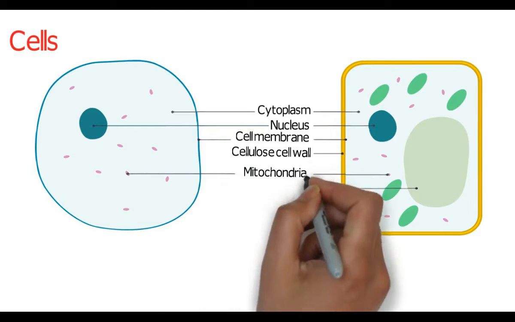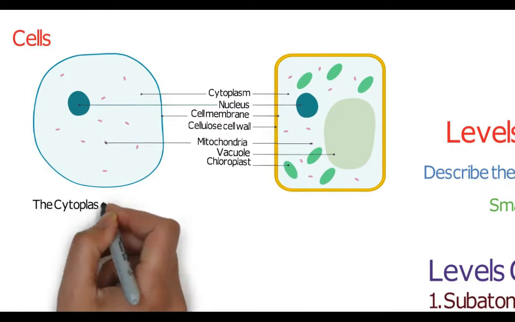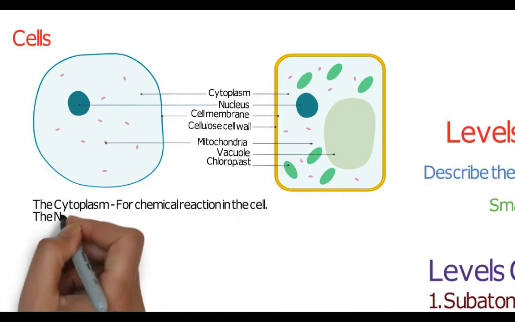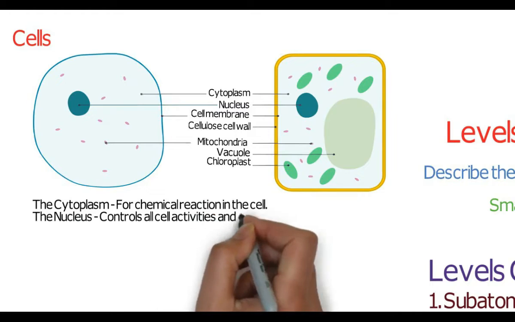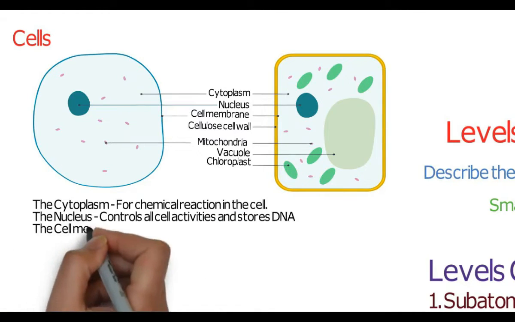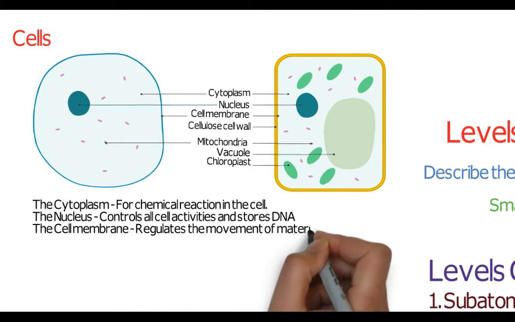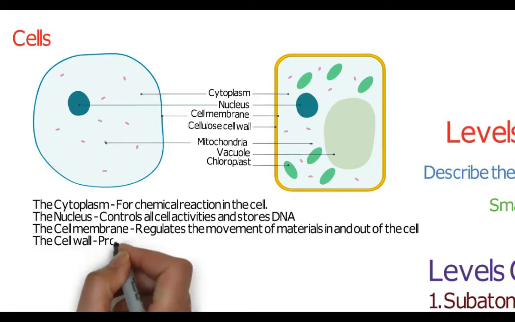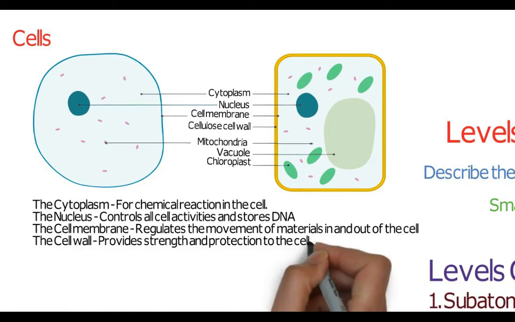The cytoplasm is the medium for the chemical reactions in the cell. The nucleus controls all cell activities and stores DNA. The cell membrane regulates the movement of materials in and out of the cell. The cell wall provides strength and protection to the cell.